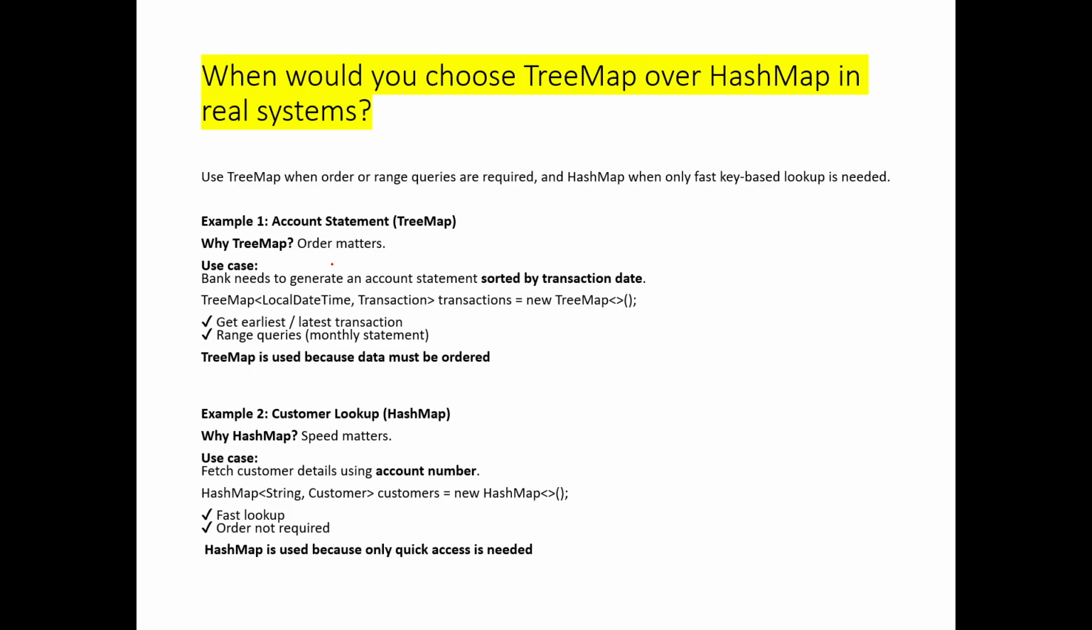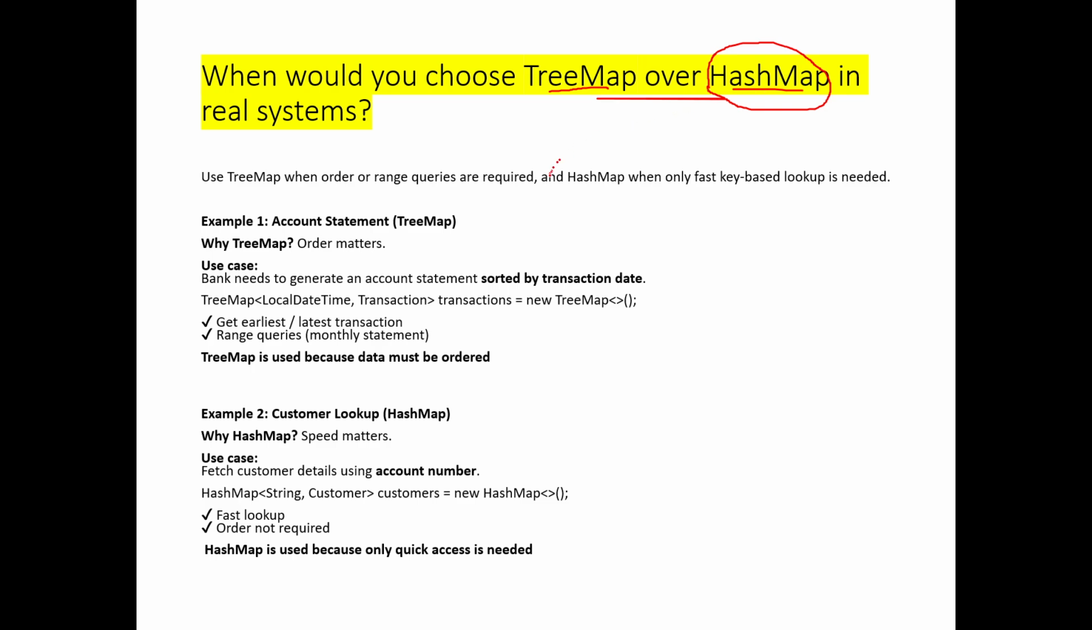Okay, when would you choose TreeMap over HashMap in a real system? TreeMap means sorted and ordered. HashMap means it is based on hashing. It is not sorted or ordered, but this HashMap will be very fast. Whenever we want to access elements in a faster way, we will use HashMap.